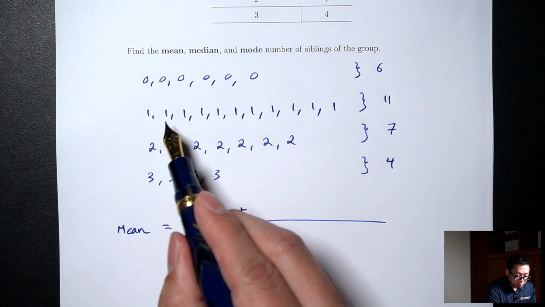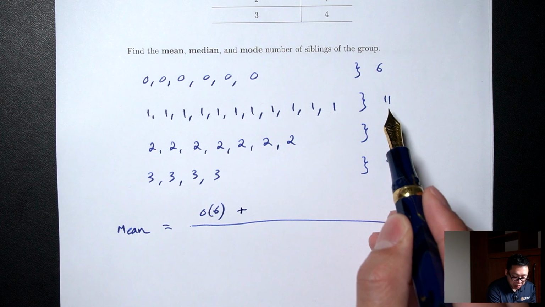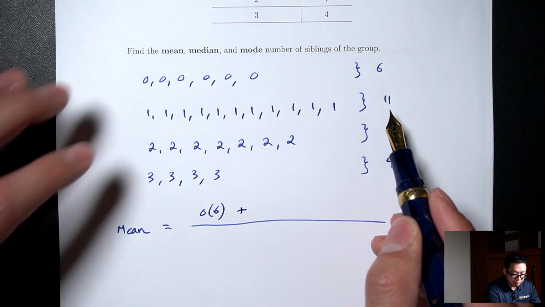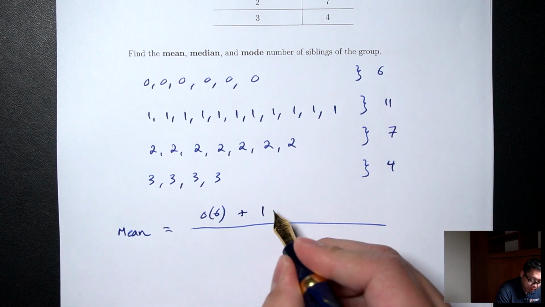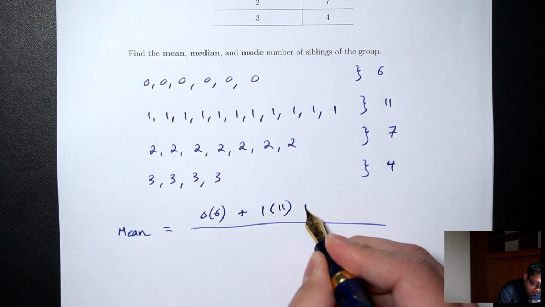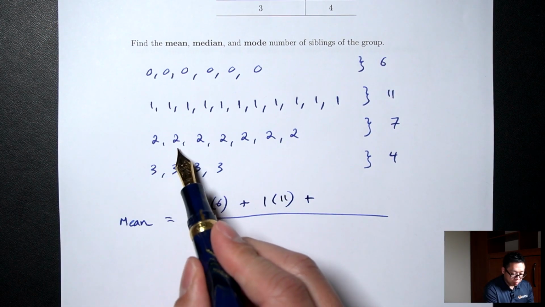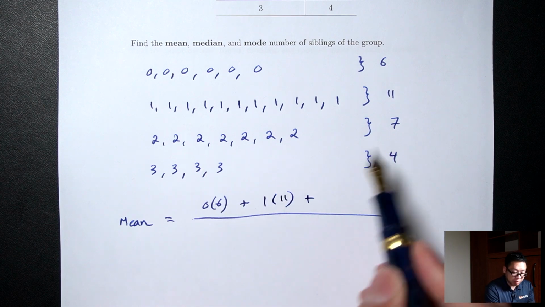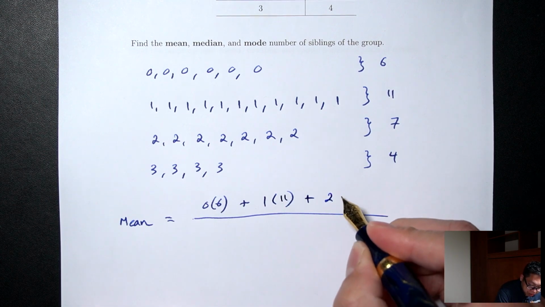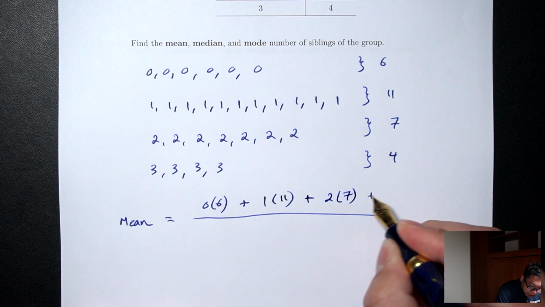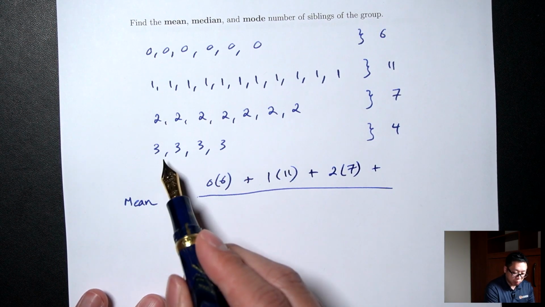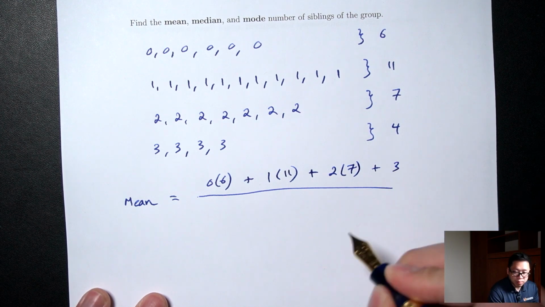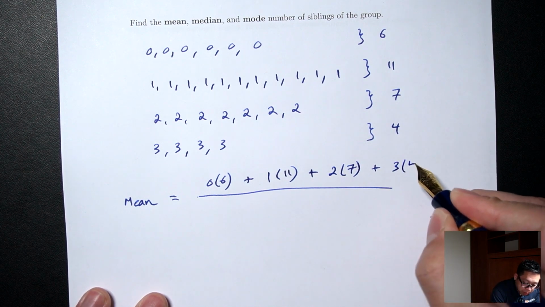You could add up 1 plus 1 plus 1 plus 1, 11 times. But that's the same thing as saying 1 times 11. You could go 2 plus 2 plus 2 plus 2, 7 times. That's the same thing as saying 2 times 7. And then finally, 3 plus 3 plus 3 plus 3 is the same thing as saying 3 times 4.